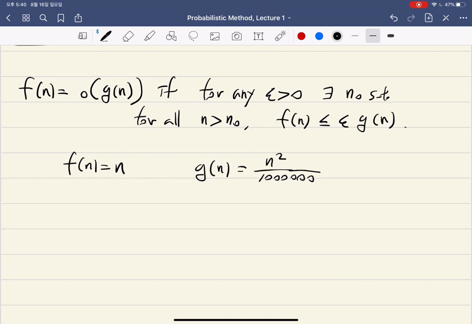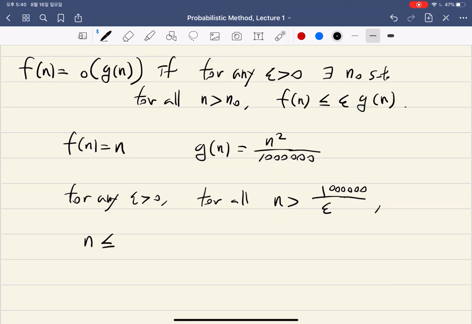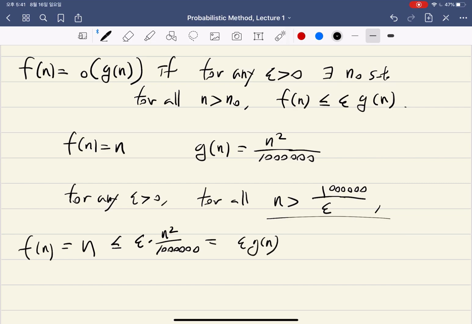Then we know that for any epsilon positive, for all n bigger than, say, 1 million over epsilon, what do we have? n is smaller than or equal to epsilon times n squared over 1 million, because n is bigger than this number, meaning that this is actually bigger than n. So this is f(n), and this is epsilon g(n). So in this case, f(n) is little o of g(n).